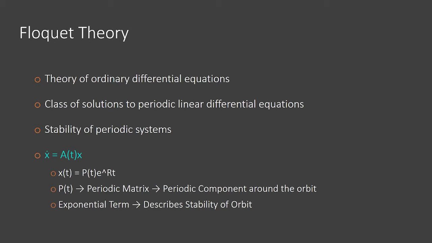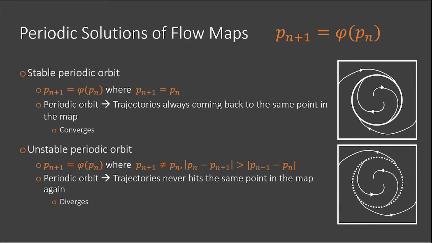These periodic systems are of the form x(t + T) = A(t) x(t). This extends to the form P(t) times the exponential. In this form, P(t) describes the periodic component of the orbit and the exponential term describes the stability of said orbit. This leads us to the different periodic solutions of flow maps.